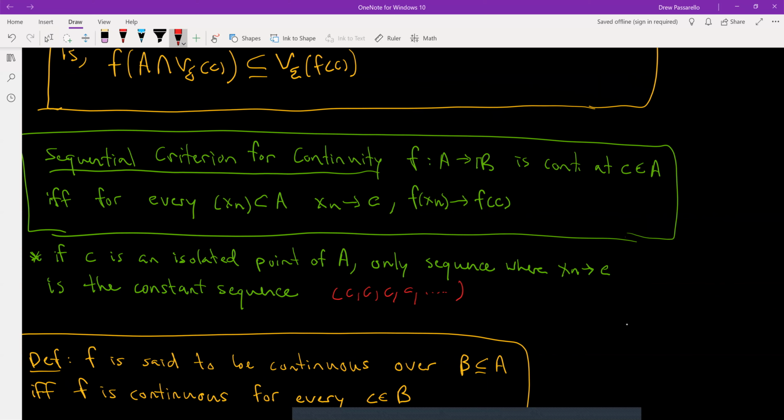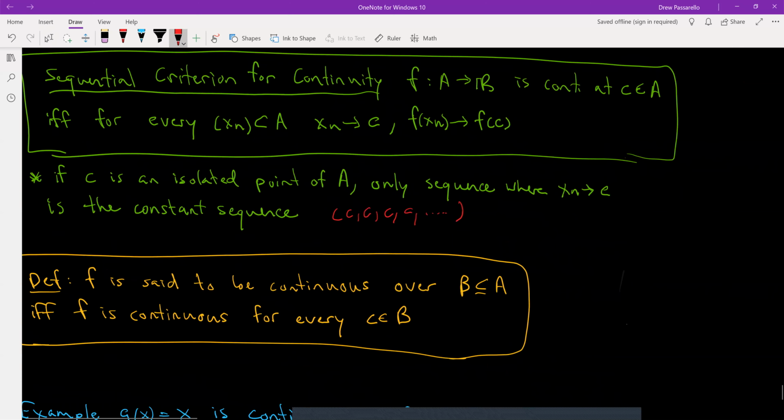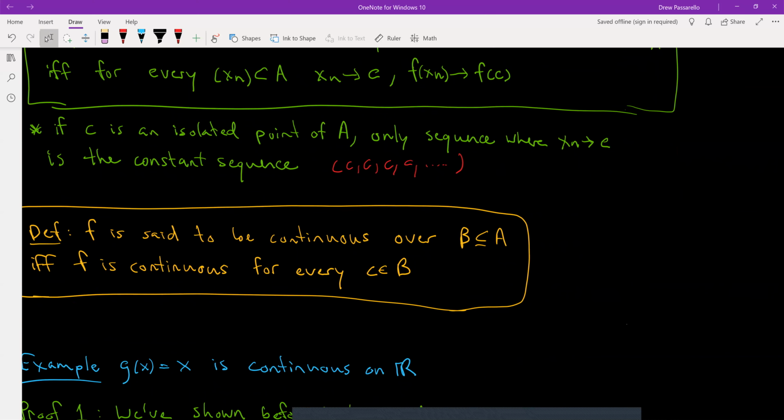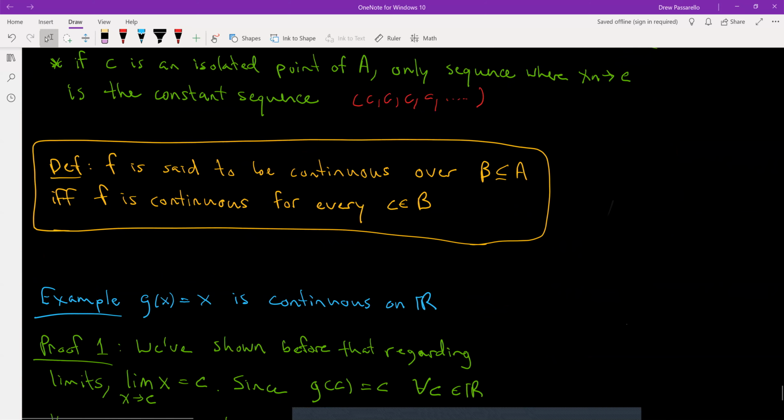So this is what it means for the function to be continuous at a point C. Now, for a function to be continuous over a set B, it needs to be continuous for every element C in that set B. Makes sense? So continuous at every single number C in B, then it's continuous over that subset B. All right, so some examples.